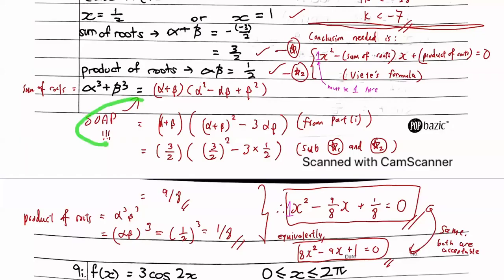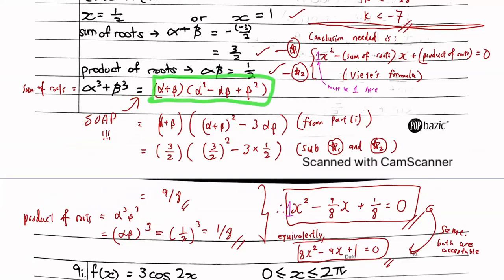How can you make use of information given about alpha plus beta and alpha beta from the original quadratic equation to deduce what is alpha cube plus beta cube? The trick here is you need to realize you can use the SOAP formula. Do you recall the SOAP formula? Sum of products, sum of cubes. Then you can factorize it like this.